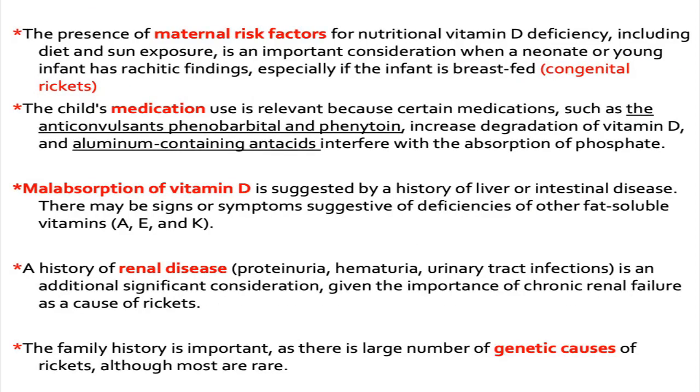The presence of maternal risk factors for nutritional vitamin D deficiency, including diet and sun exposure, is an important consideration when a neonate or young infant has rachitic findings, especially if the infant is breastfed. This is what is called congenital rickets. Congenital rickets appears earlier, during the neonatal and young infancy period, while other forms of rickets we see in the later or second half of the year.